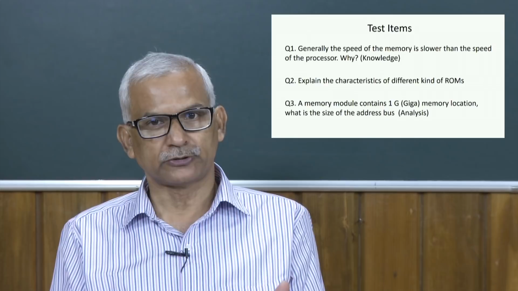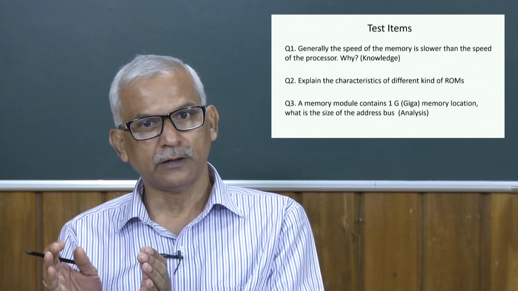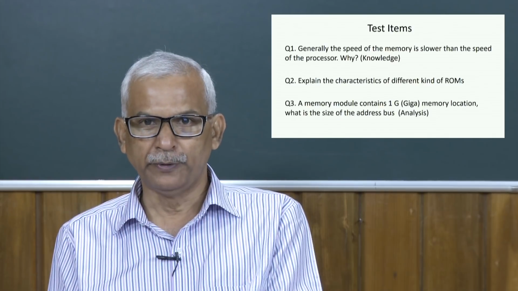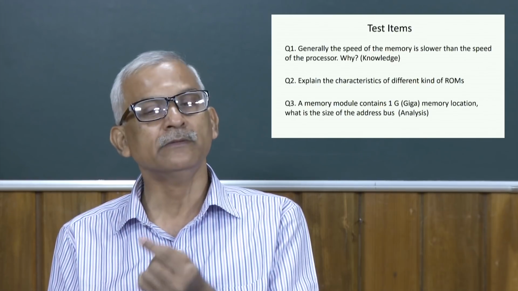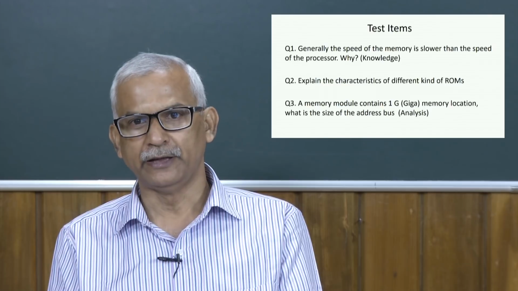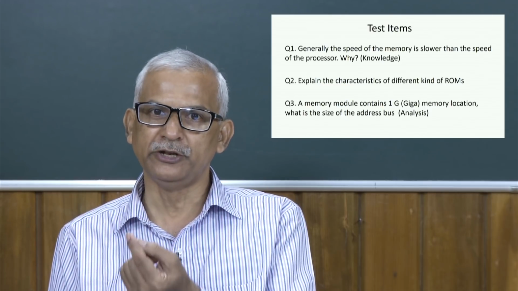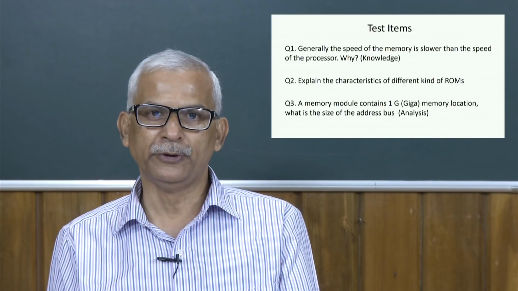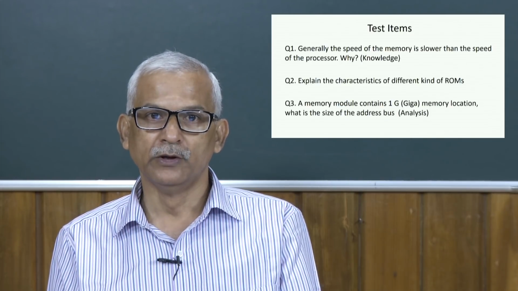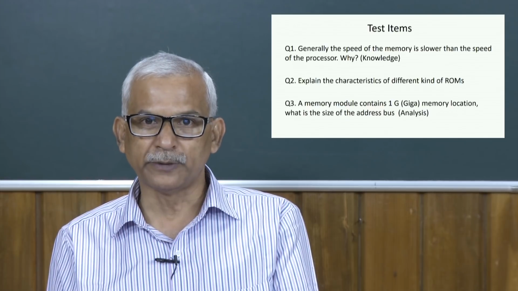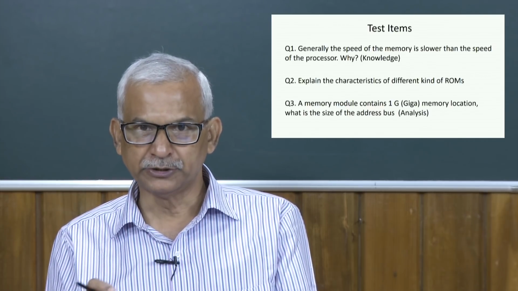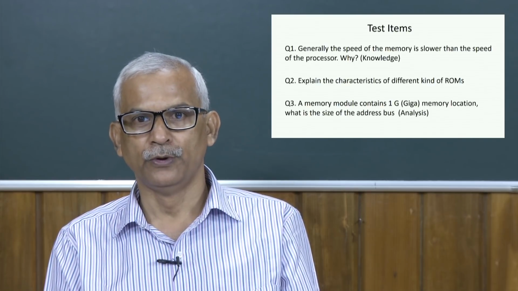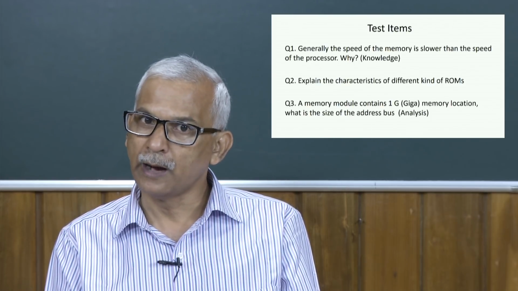Now, what will be the total size? It depends on the information that we are storing in each memory location. If you are storing 1 byte, then this is 1 gigabyte. If you are storing only 1 bit of information in every memory location, then the capacity of this memory module will be 1 gigabit. If we are storing 2 bytes of information in each memory location, then the total capacity of the memory module will be 2 gigabyte.